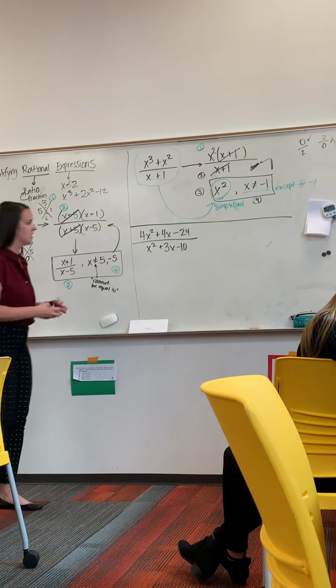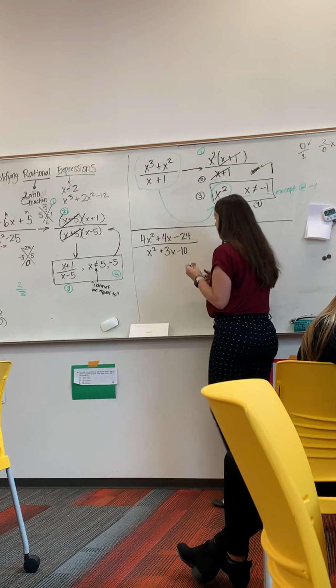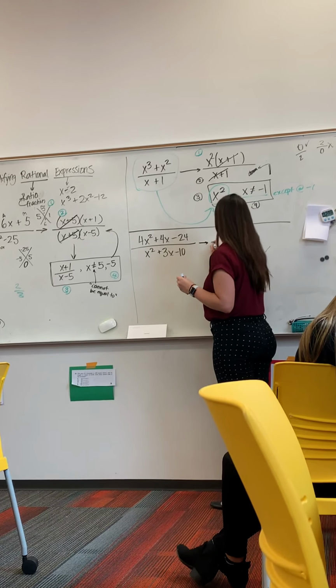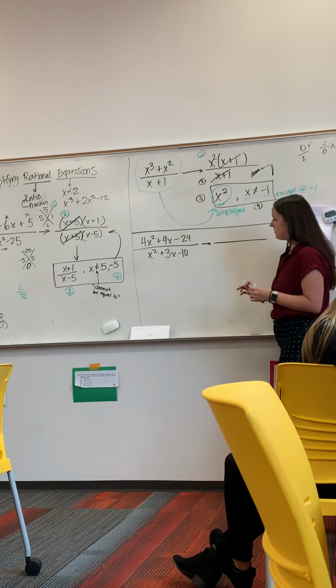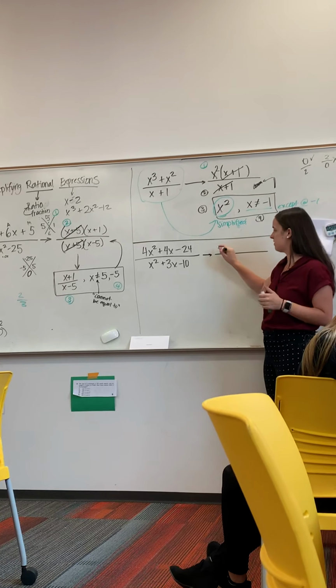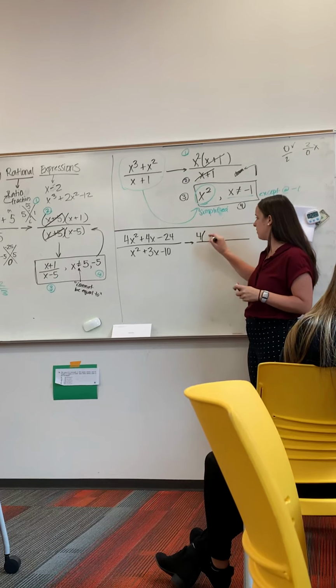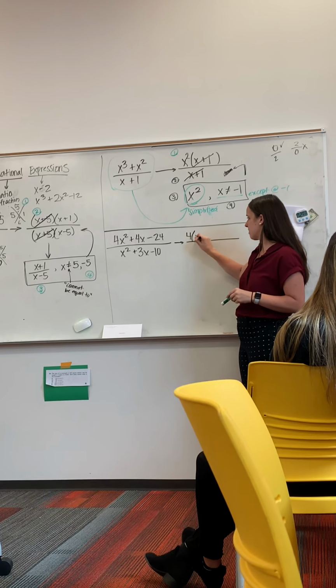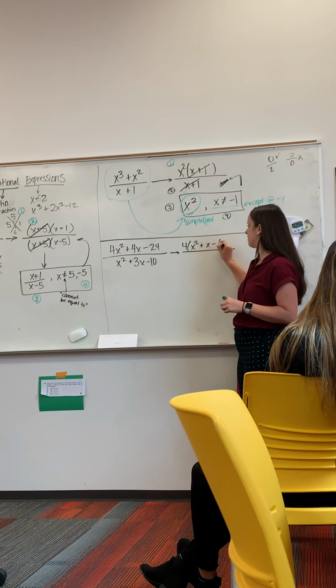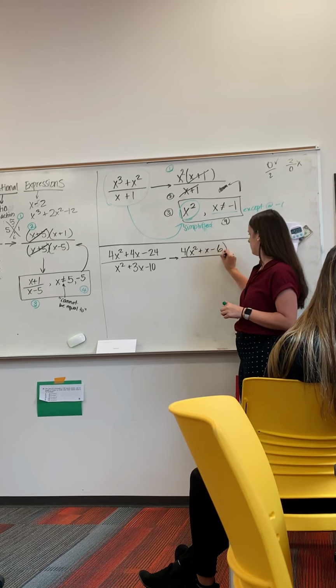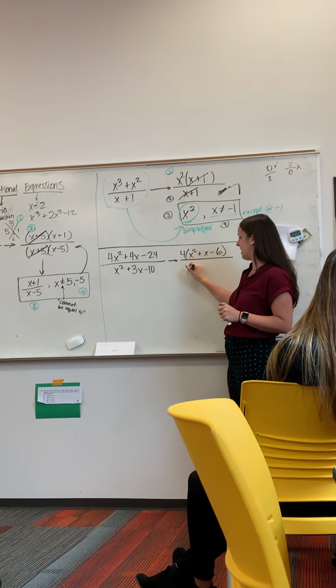Factor. Alright, first step is factor. What do I do for the top? I just did GCF. You took the GCF out first? What was the GCF? 4. So when we take out 4, what do we get? We get x squared plus x minus 6. Okay. And then I still have this.